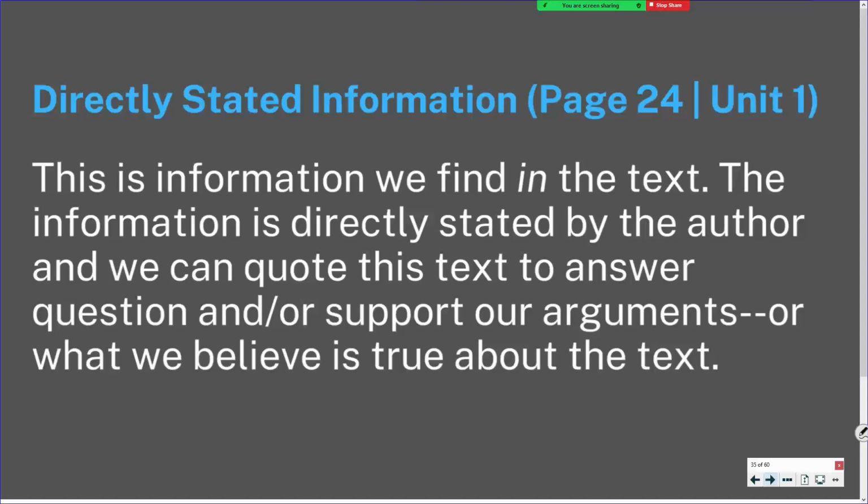So directly stated means it's in the text. I can go to page 15 of Jimmy Comes Home, and I can read about something, and it's in the text. Directly stated information can't be argued. It's either in the text or it isn't. There's no argument, there's no opinion. But we use directly stated information to support our arguments. So you and I can read the same book, and you and I can have different opinions on it, but we have to agree that this is the text.